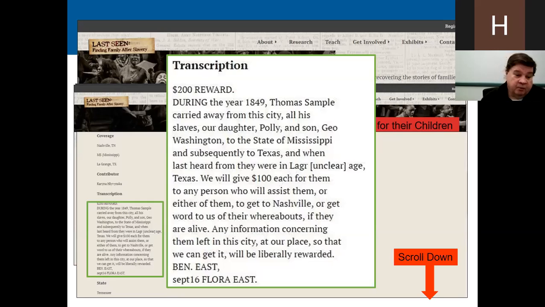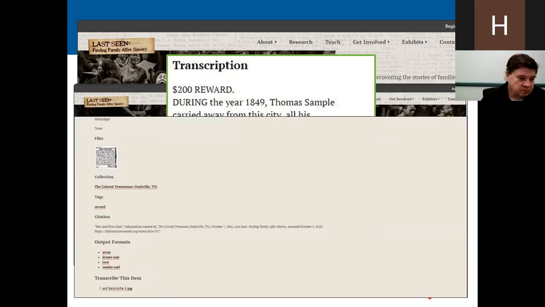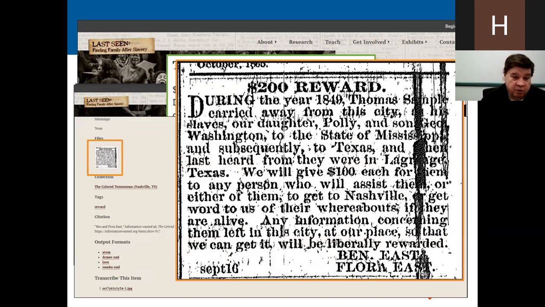So anyway, if we scroll down the page, we've got some more information. In this case, we get this little tiny copy of the ad itself, and we can print it out. And if we look at it, we can see there where it says that word that they couldn't read. Well, it looks to me like it's LaGrange. There is a LaGrange, Texas. So I'm thinking that's where they were last heard of.